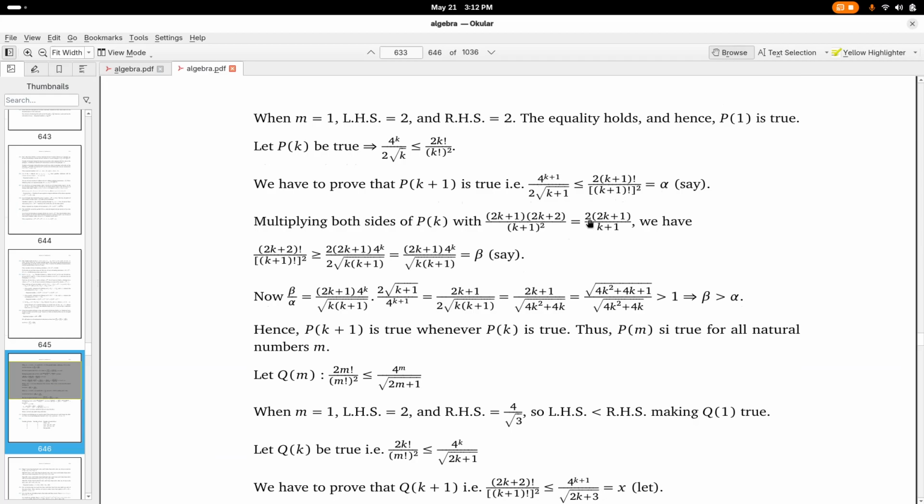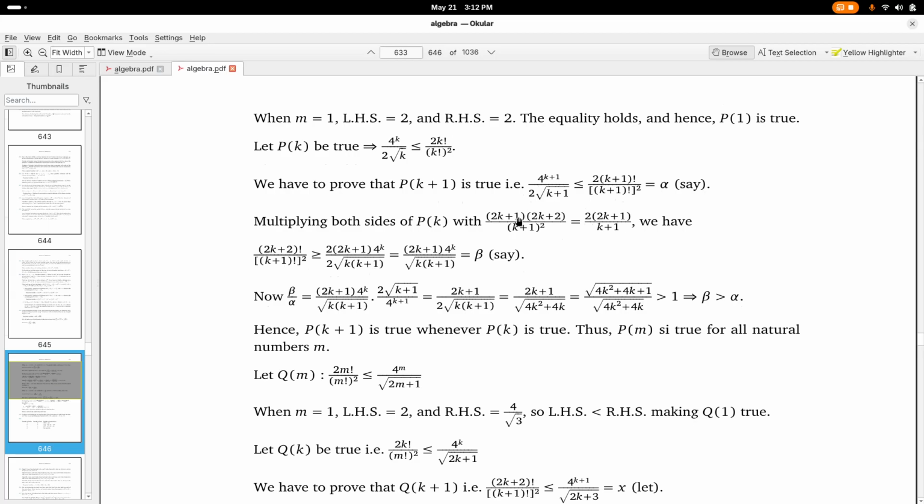That is equal to 2 into 2k plus 1 by k plus 1. So we multiply both sides by 2 into 2k plus 1 by k plus 1. So the 2k factorial will become 2k plus 2 factorial divided by k plus 1 factorial whole square, greater than or equal to 2 into 2k plus 1, 4 to the power k by 2 square root of k into k plus 1.